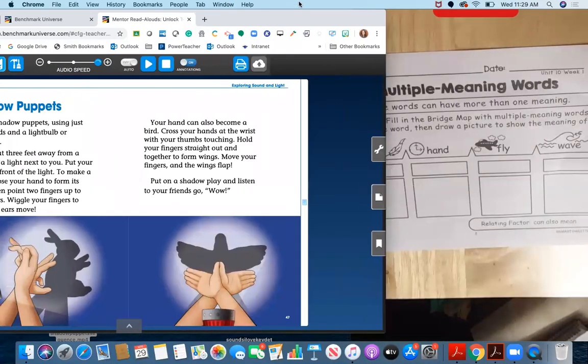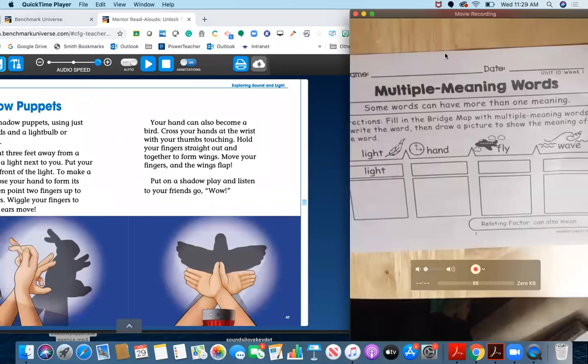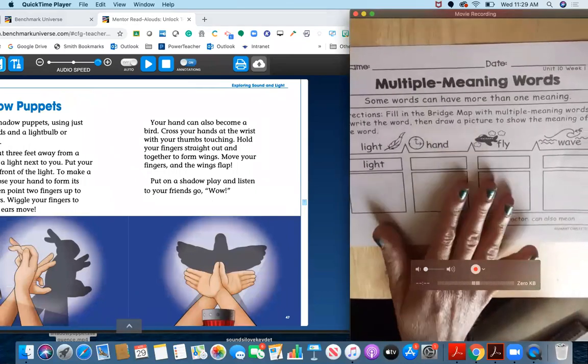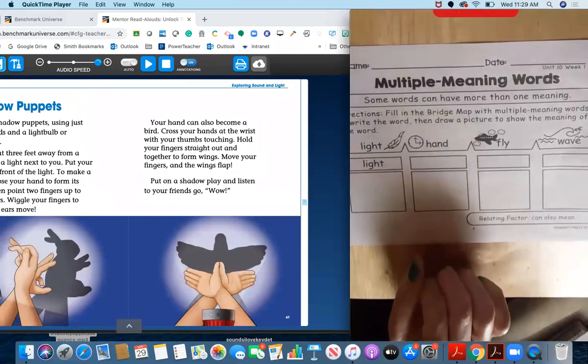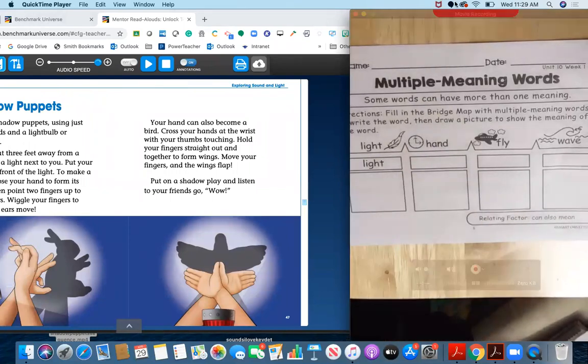We're going to do this page in our packet together on multiple meaning words. So you can grab that so that you're ready to do that. We'll do that together.